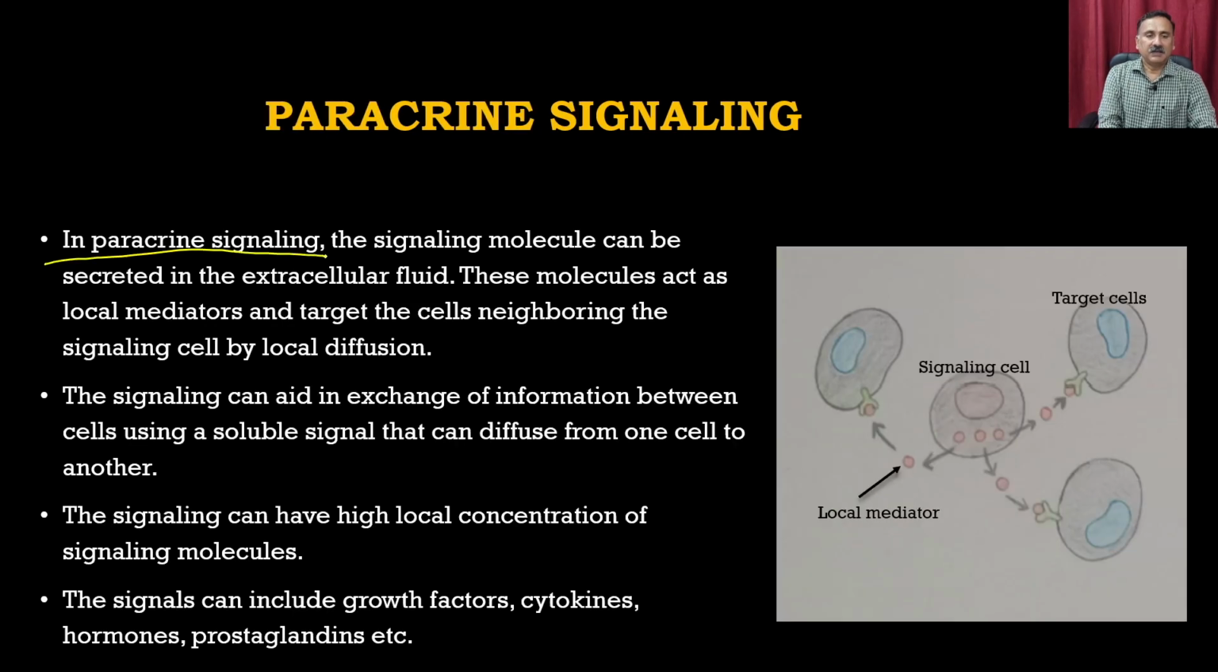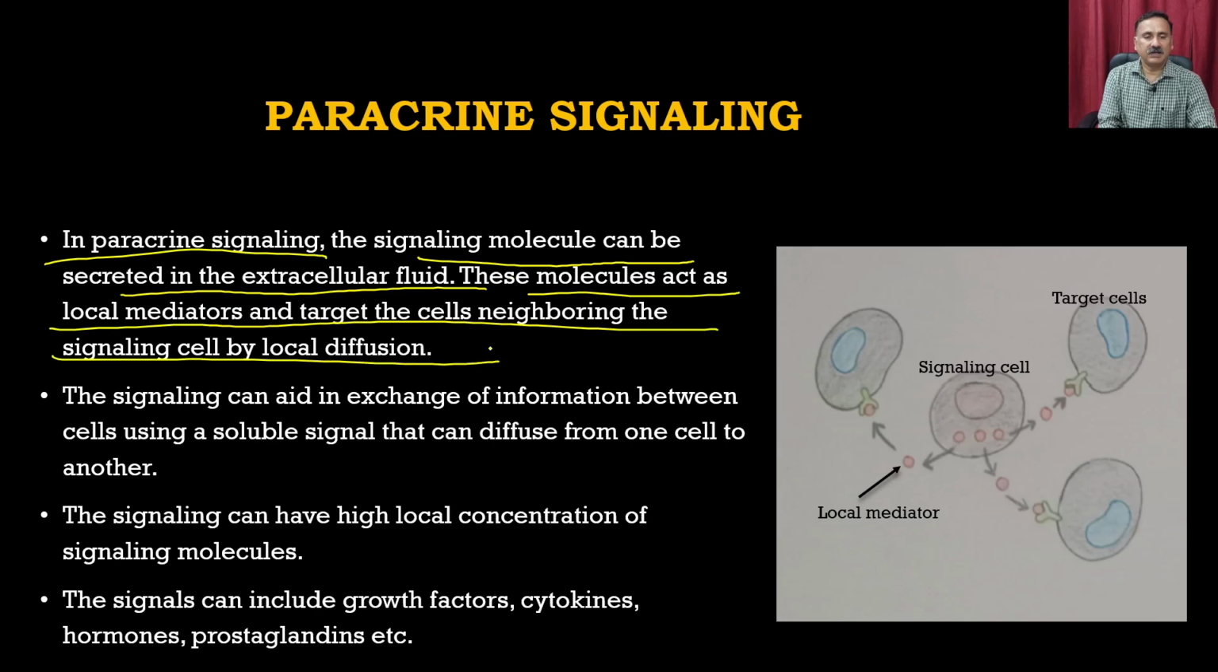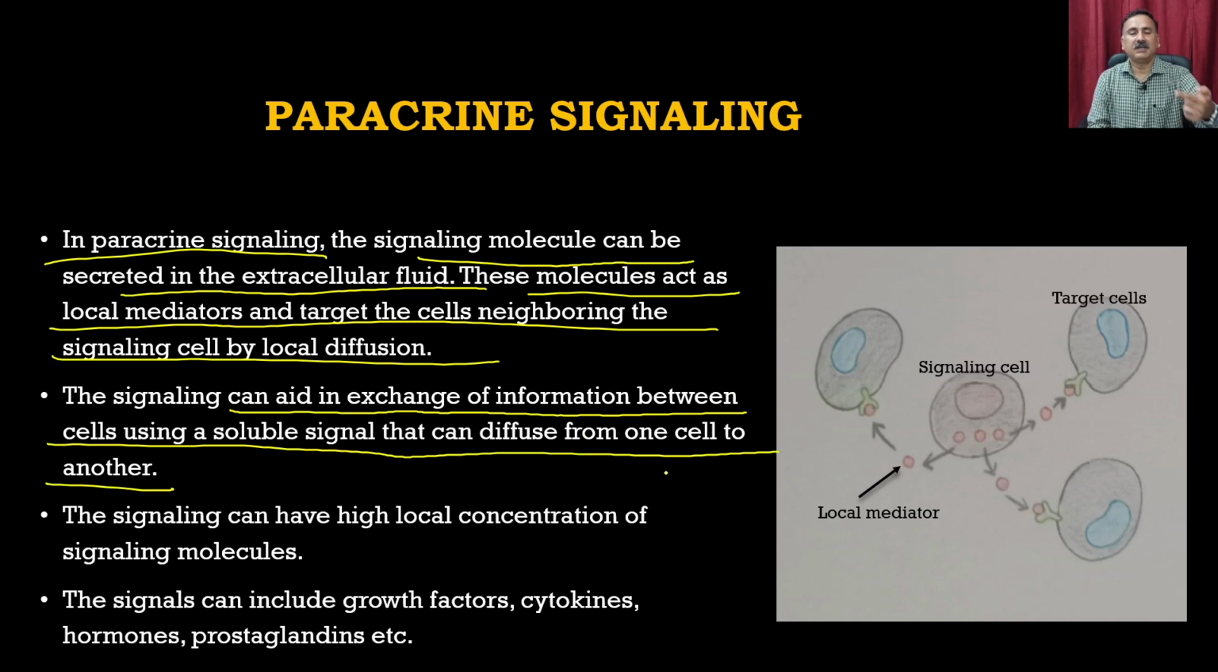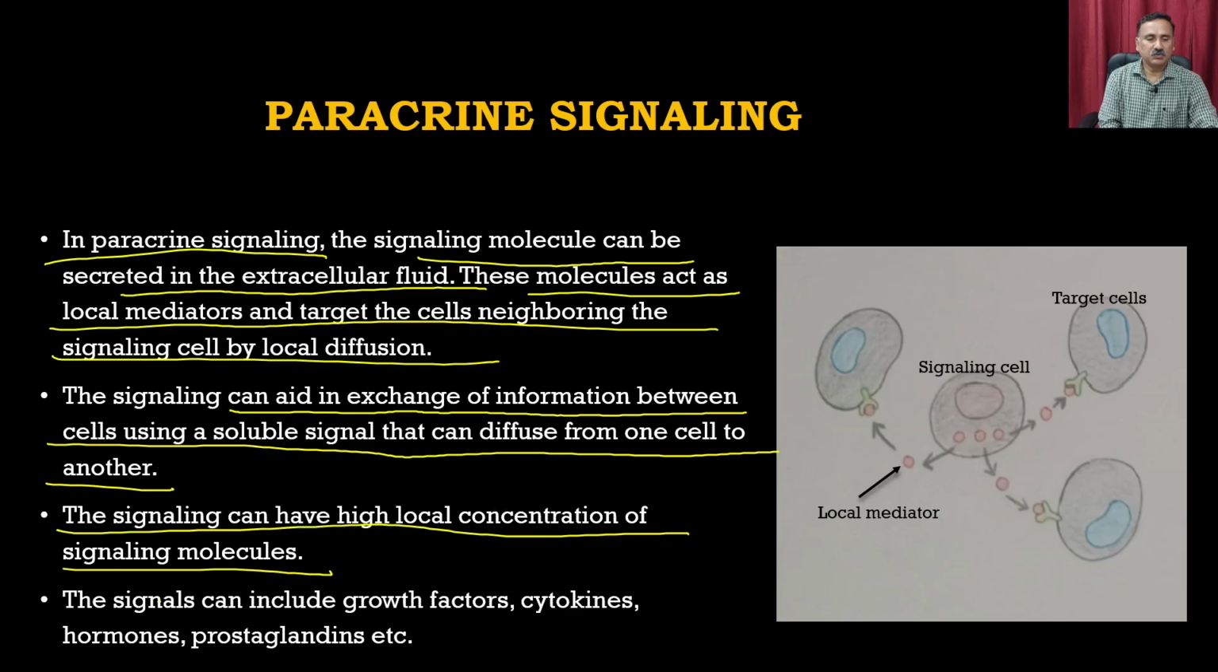So in paracrine signaling, the signaling molecules can be secreted into the extracellular fluid. These molecules act as local mediators and target the cells neighboring the signaling cell by local diffusion. The signaling can aid in the exchange of information between cells using a soluble signal that can diffuse from one cell to another, which means this signaling happens within short distances. The signaling can have a high local concentration of the signaling molecules. The signals can include growth factors, cytokines, hormones, prostaglandins, etc.